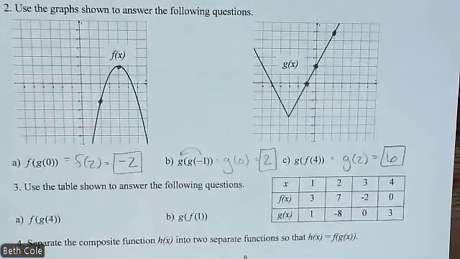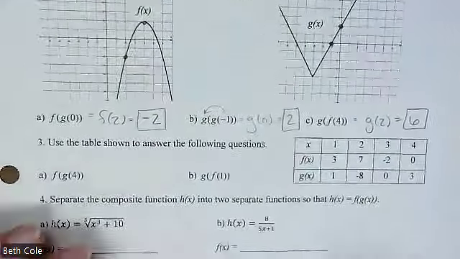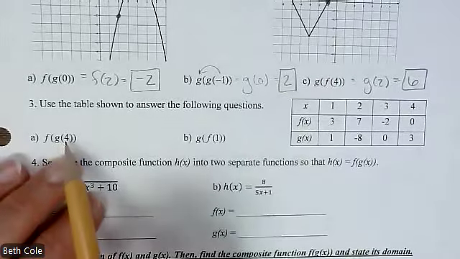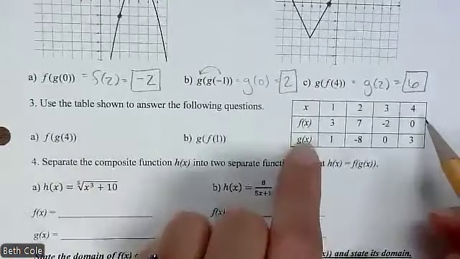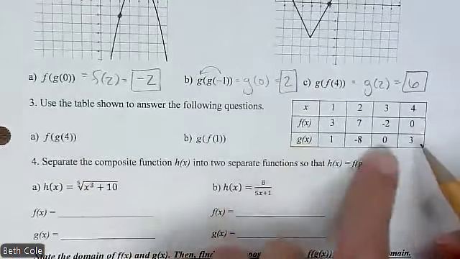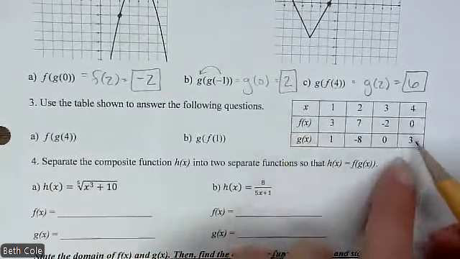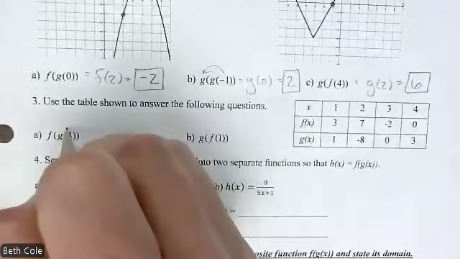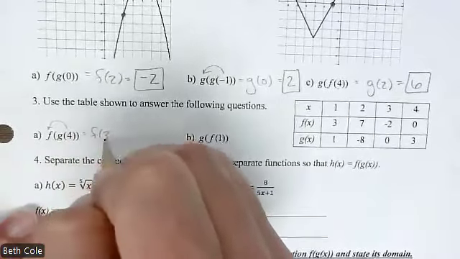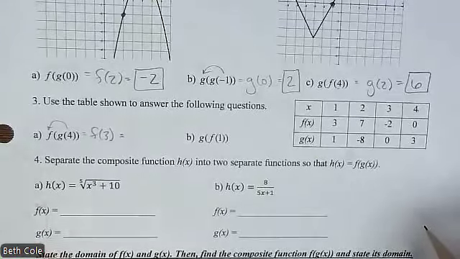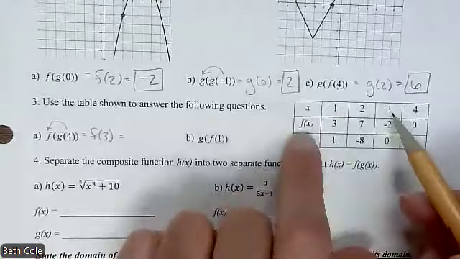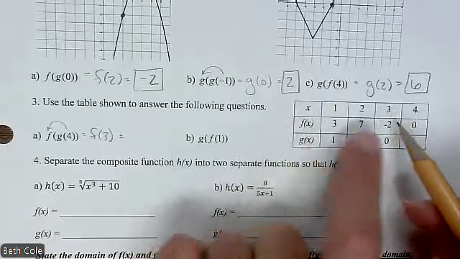Table is the same thing. You just have a table instead of a graph. Actually, these are even easier, to be honest. You would start with G of 4. What is G of 4? 3. Do you guys see that there? G and 4 gives you 3. So that gets passed along. We're going to write F of 3. Write the middle step, please. And then you find F of 3.